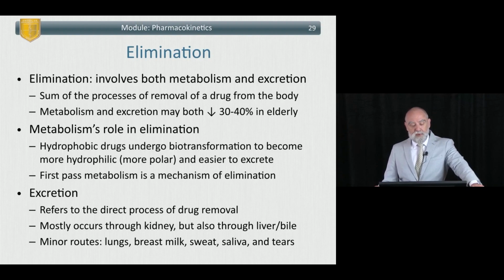Metabolism's role in elimination: hydrophobic drugs undergo biotransformation to become more hydrophilic, meaning more polar, and easier to excrete. And then first-pass metabolism is a mechanism of elimination, right? It's trying to prevent that chemical from entering the systemic circulation in its raw form. It's already being metabolized to try to make it more excretable.